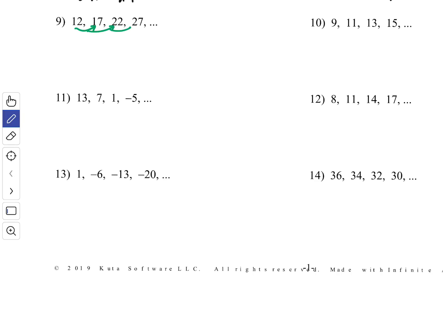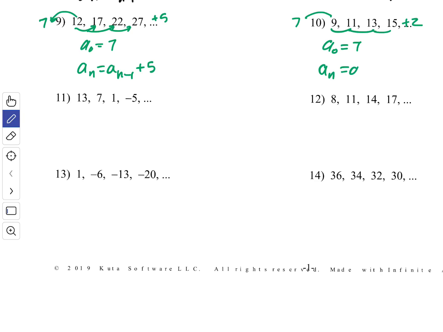Okay? So, 12 to 17 to 22 to 27, we're adding 5. Going backwards, we'd be at 7. So a sub 0 equals 7. A sub n equals a sub n minus 1 plus 5. 9 to 11 to 13 to 15, definitely adding 2. Going backwards, we'd start at 7, so my 0 term is 7. To get my next term, I take my previous term and I add 2 to it.